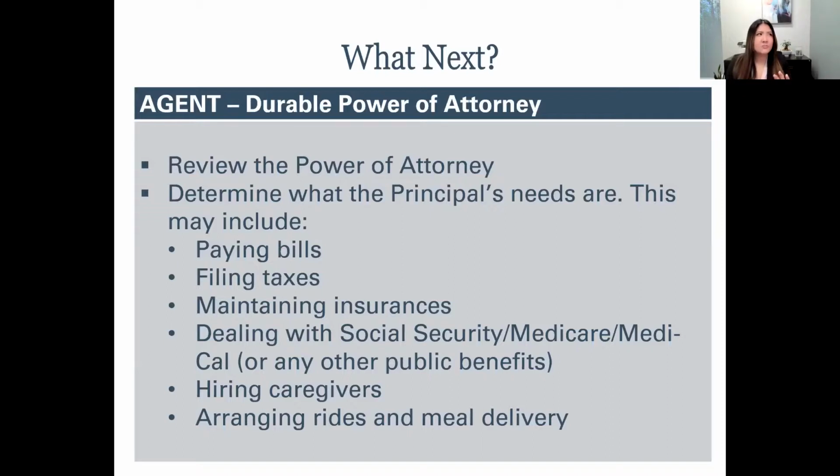And each power of attorney is, for the most part, I would say pretty standard across the board, but it is really important to look closely at a power of attorney just to make sure that you're not taking any action contrary to the powers that have been given to you as an agent.